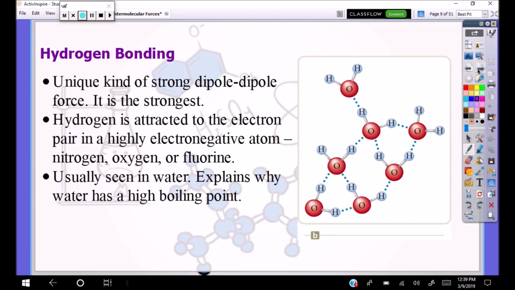That brings me into hydrogen bonding. This is a unique kind of dipole force. It is actually stronger than dipole forces. So to recap, we should probably rank them. So far we've got ion dipole, and then we've got hydrogen bonding.